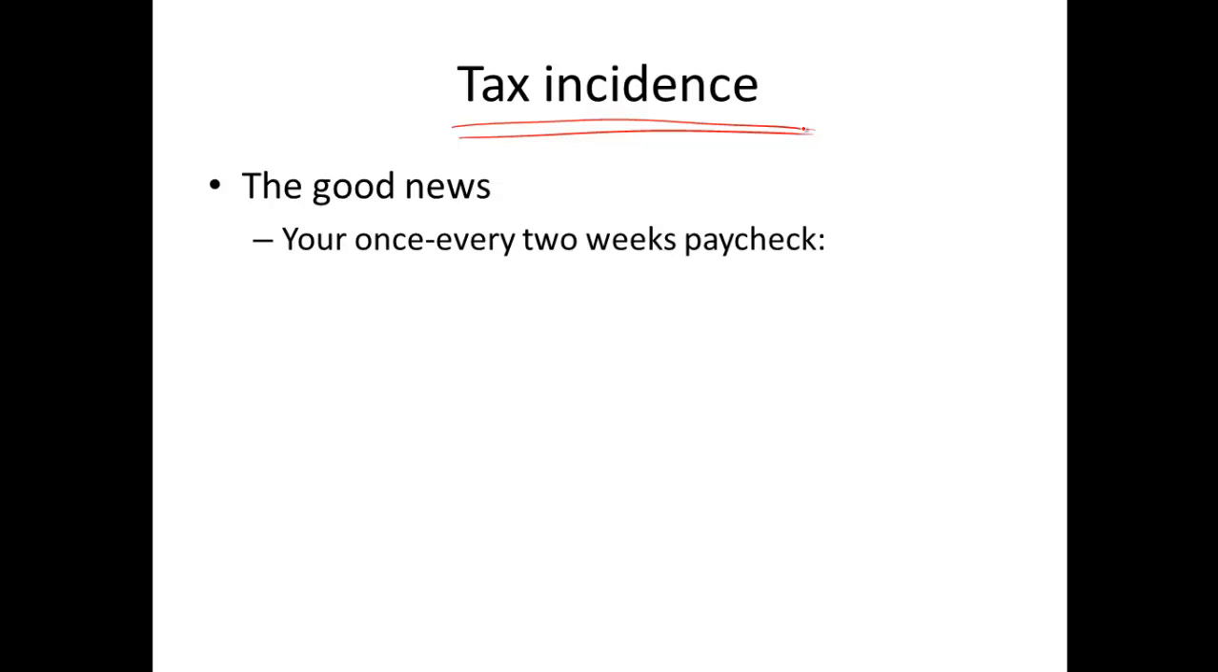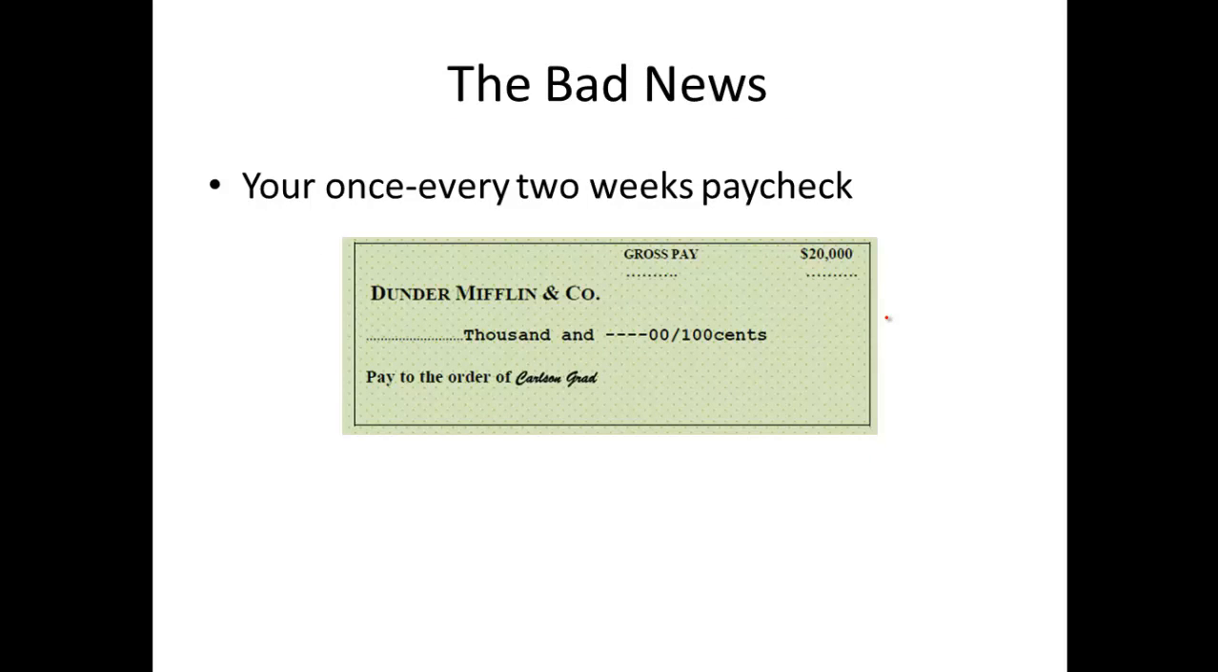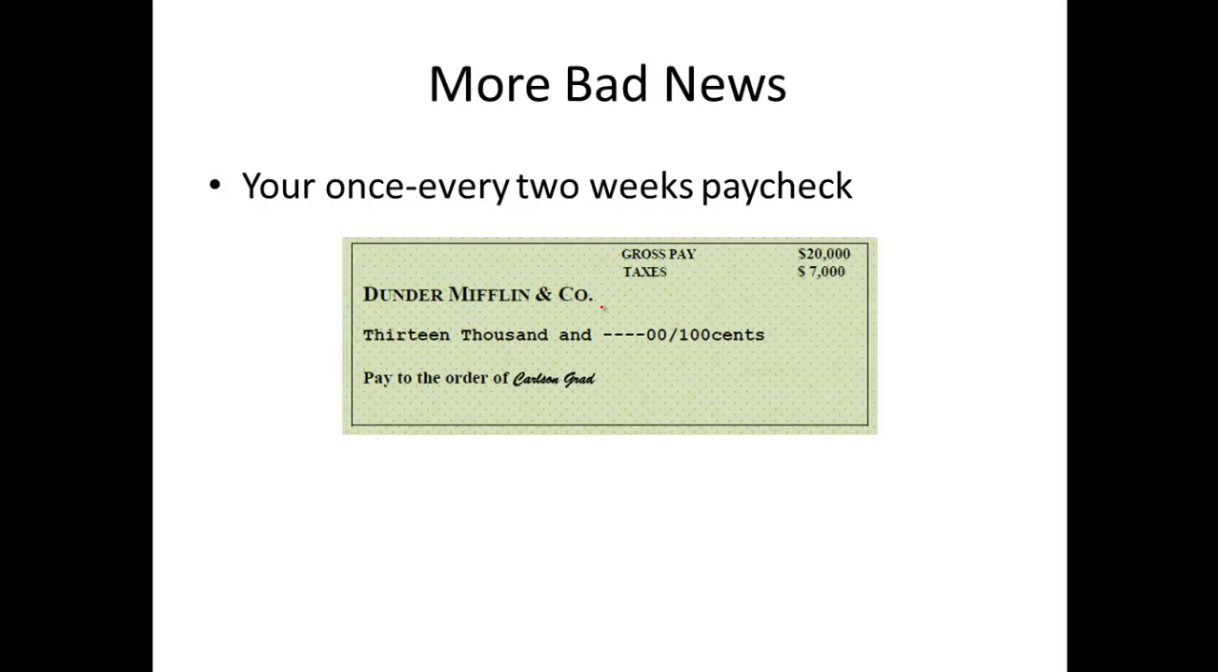So let's suppose the good news is that your once every 2-week paycheck looks like this. The good news is it's $20,000 every 2 weeks, so that seems like a lot of money. That's probably going to allow you to live comfortably. But there's bad news. The bad news is that you work for the Dunder Mifflin Company. But maybe more to the point for this class, you pay taxes. So your gross pay is $20,000, and the taxes you pay are $7,000.